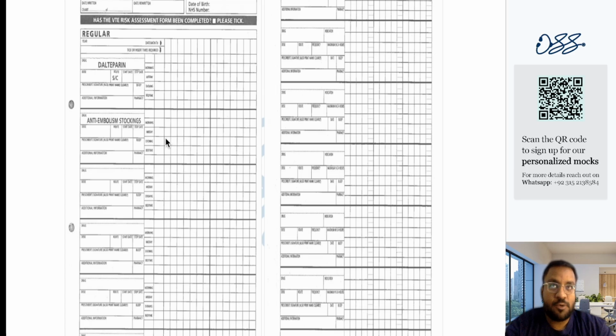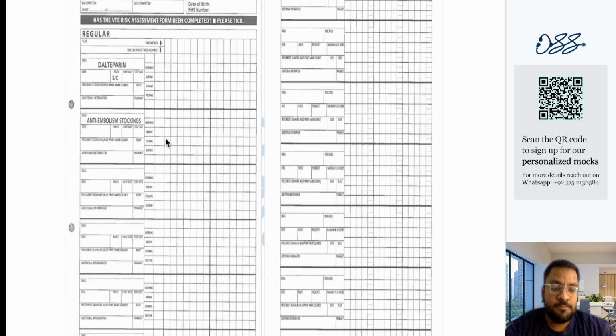Somebody may have bipolar disorder and may be taking lithium continuously, so this might come over here. And there are some cases in which you have to prescribe a medication for a longer duration, for example 3 months, 6 months.